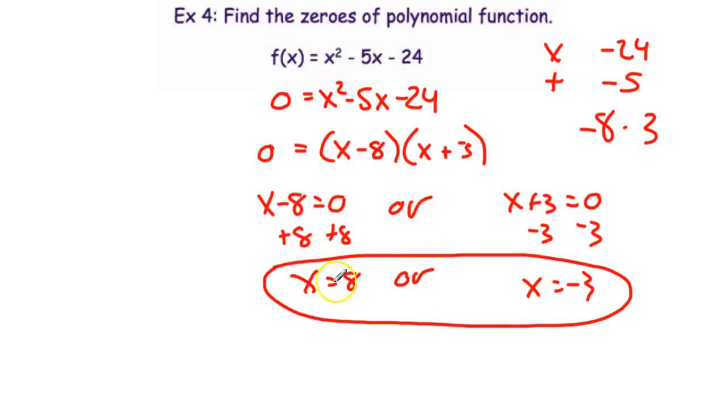Check that out. And I can test if I put it in the function, x squared is 64. 5 times 8 is 40. So 64 minus 40, I think that's 24. 24 minus 24 is 0. If I put in negative 3, negative 3 squared is 9. Negative 5 times negative 3 is plus 15. So 9 plus 15 is 24. 24 minus 24 is 0. So I checked. We're good.